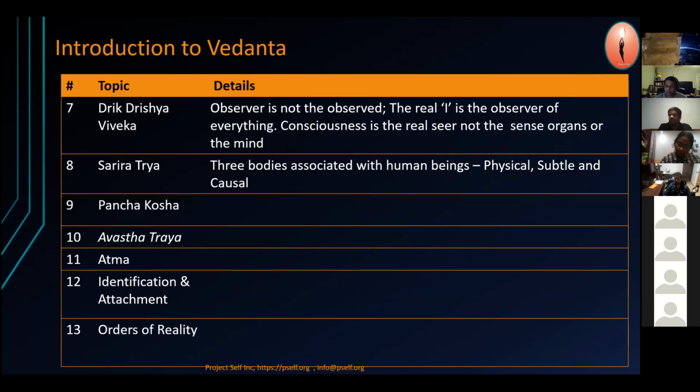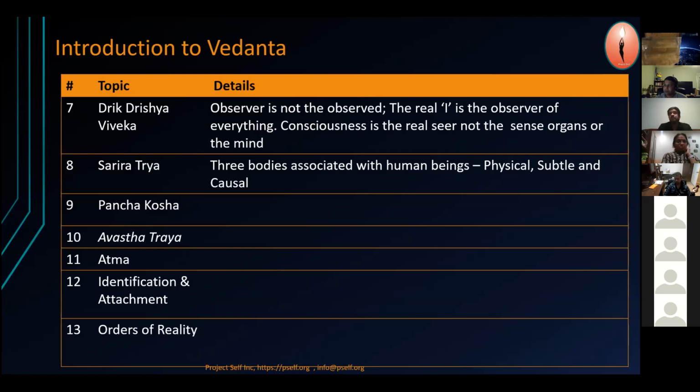This is a matter of belief. I cannot prove it, I cannot disprove it. So this is the Shariratraya. The reason why we explain the Shariratraya is just to show that I am neither the physical body, nor the subtle body, nor the causal body. So we talked about that.